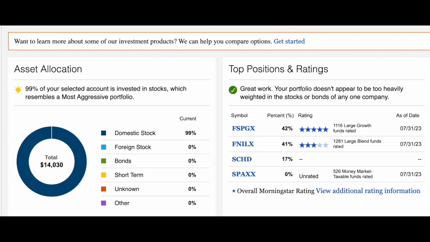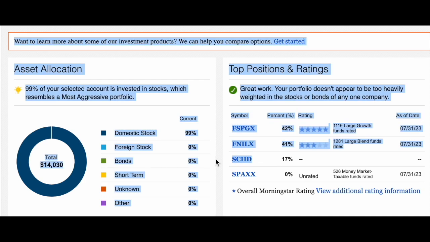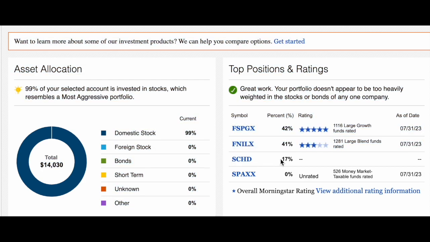All right, so in my taxable brokerage account, you're going to see that I'm using Fidelity. It gives me an overall asset allocation where I'm 99% invested in stocks. And it shows a most aggressive portfolio. And you'll see that I use FSPGX, 42% of my portfolio is in growth stocks. FNILX is the S&P 500, that's 41% of my taxable brokerage account. And then SCHD, which is a dividend ETF, which is 17%.